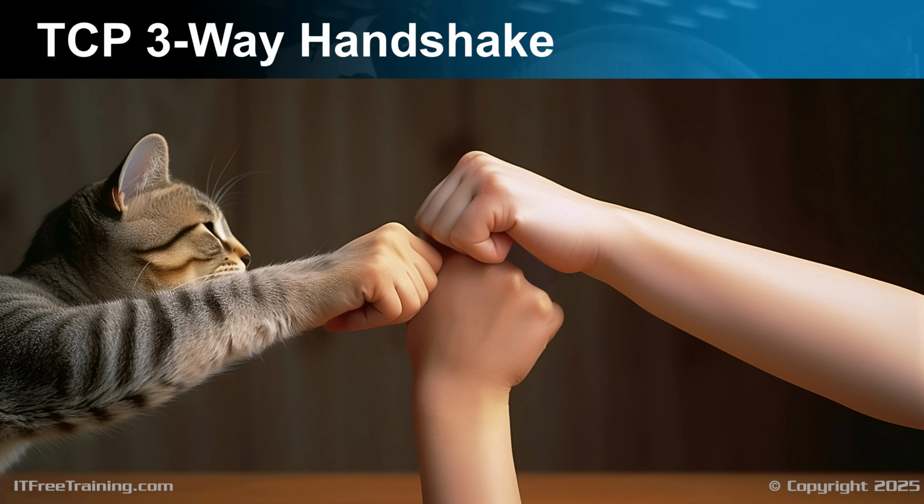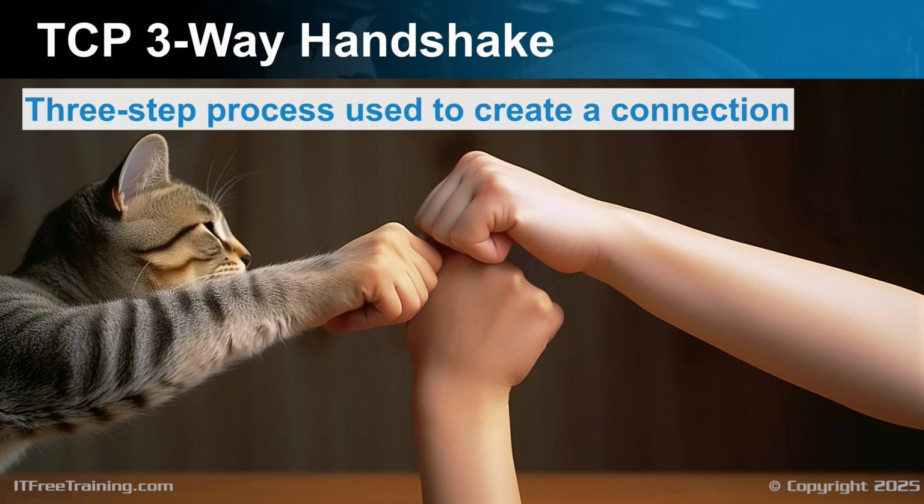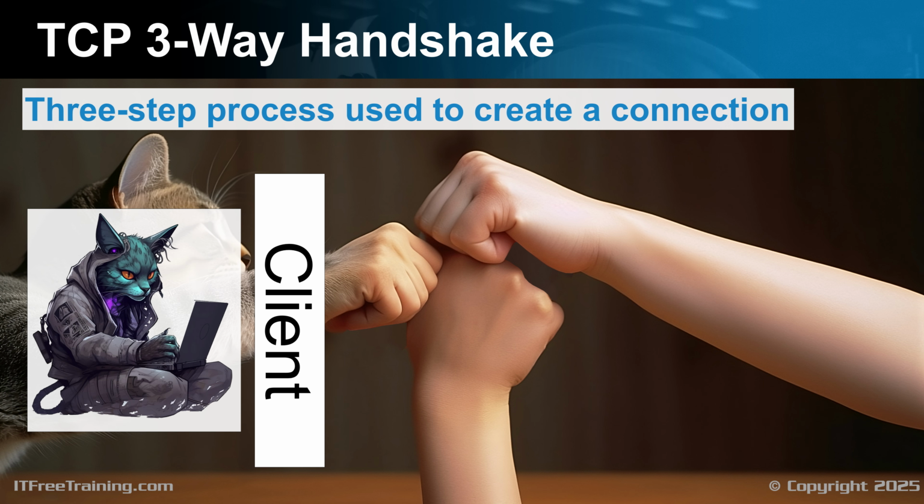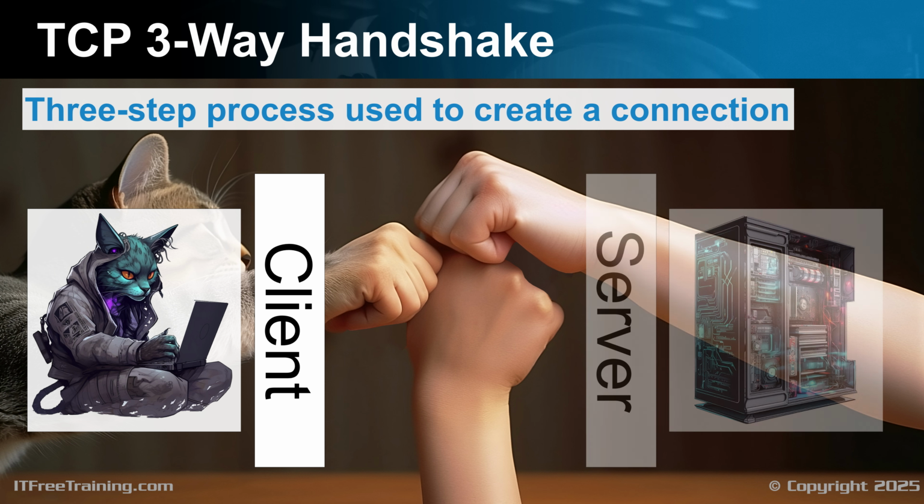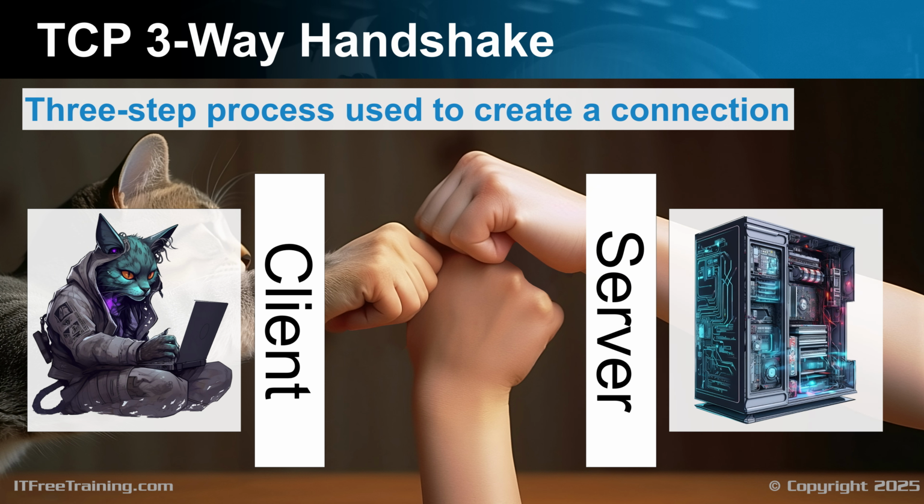TCP uses a three-way handshake, which essentially is a three-step process used to create a connection. To understand how it works, consider that you have a client computer. The client computer wants to make a connection to a server. In order to do this, the client sends a SYN message to the server, SYN being short for synchronize. The SYN message configures certain values, for example, a random sequence number. More on that later in the video.